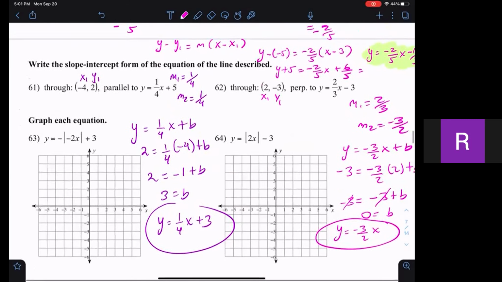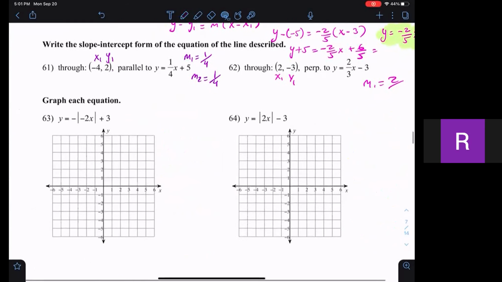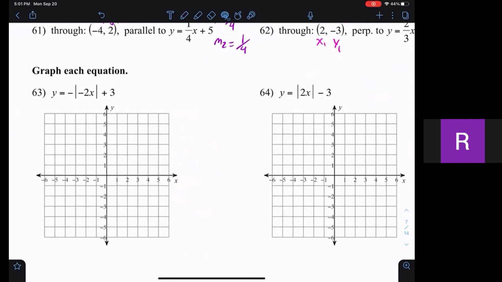And then these things, right? The absolute value, how you graph it. Just think about this one. It has a vertex, and the vertex is 0,3. So 0,3 is right here. And this is a reflection over the x-axis, right?